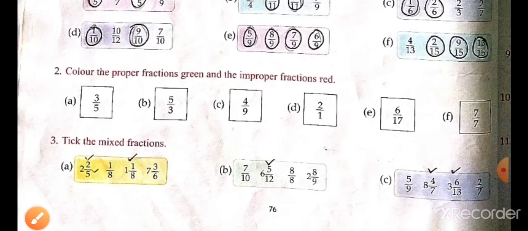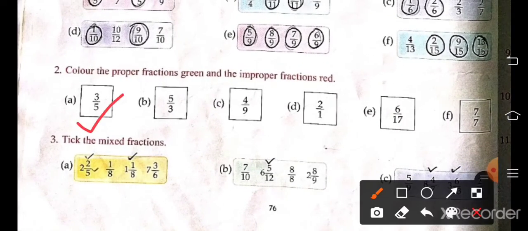Now the next is color the proper fractions green and the improper fractions red. Okay, so we know in a proper fraction the numerator is less than the denominator. So 3 upon 5 is a proper fraction, so color it with green. And here 5 upon 3 is an improper fraction because 5 is greater than 3, so color it with red. Okay, so do it yourself, color it.